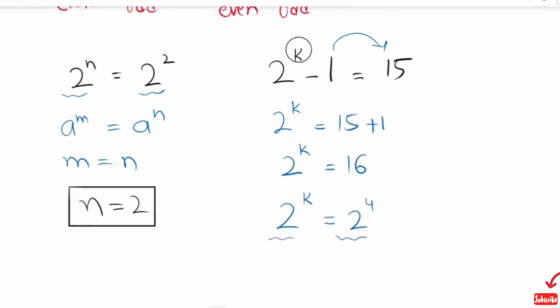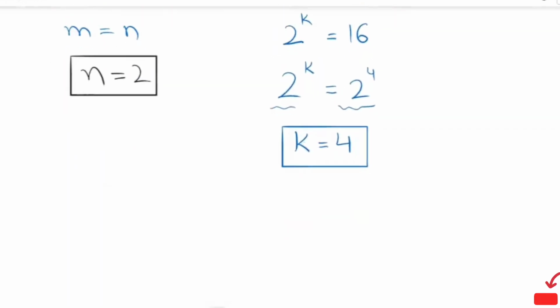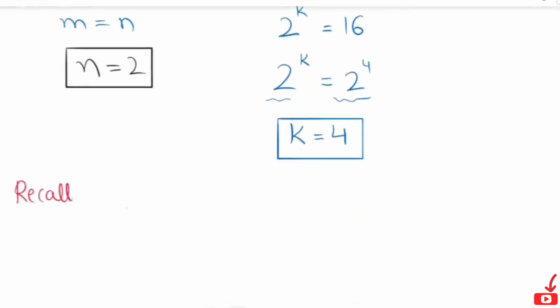Now again we have the same bases, so we can equate the powers here. k is equal to 4. Now next I will recall m is equal to n plus k. So here the value of n we got is 2, and the value of k we got is 4. So here the value of m is 6.